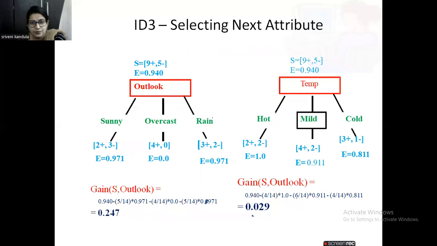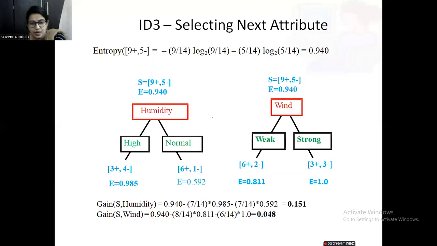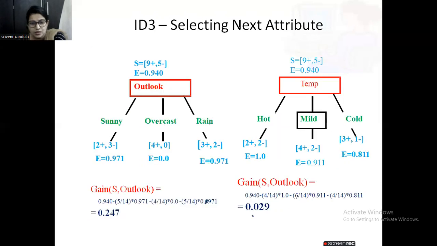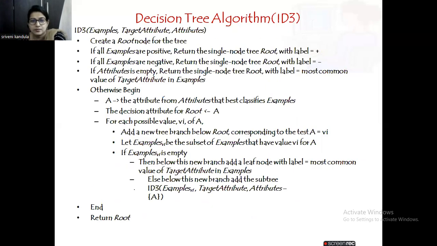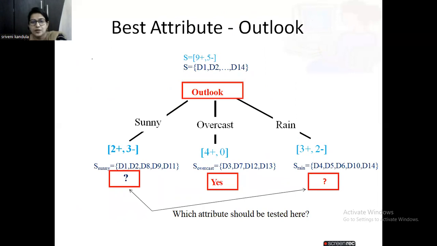So if you see 0.247, 0.029, 0.151, 0.048. Out of this, 0.247 is the maximum value. So we are taking Outlook as the root node.